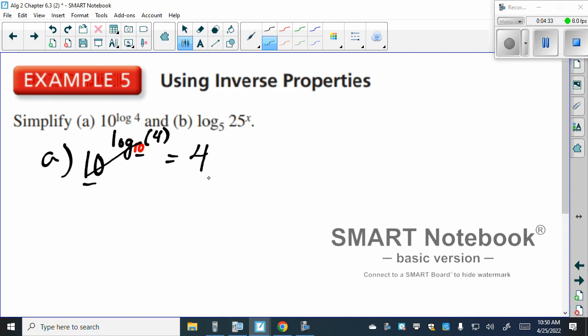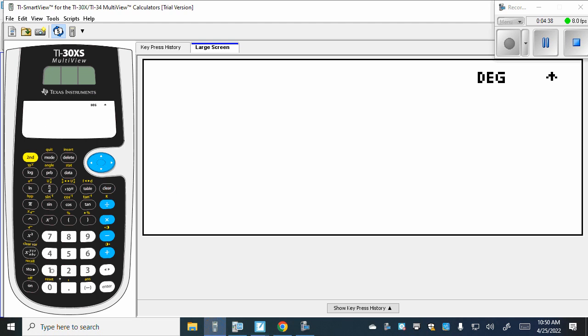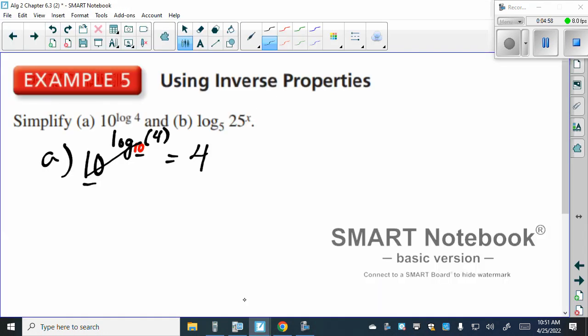We can actually see this in a calculator. 10 to the log of 4 is 4. They undo each other. We can plug most of these in as long as there aren't any variables; both of the calculators we can use on standardized tests don't allow the use of variables. Any questions on A, how we got to 4?